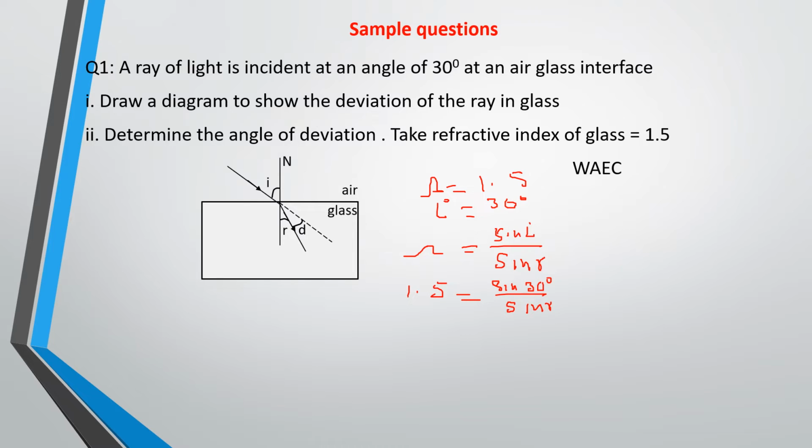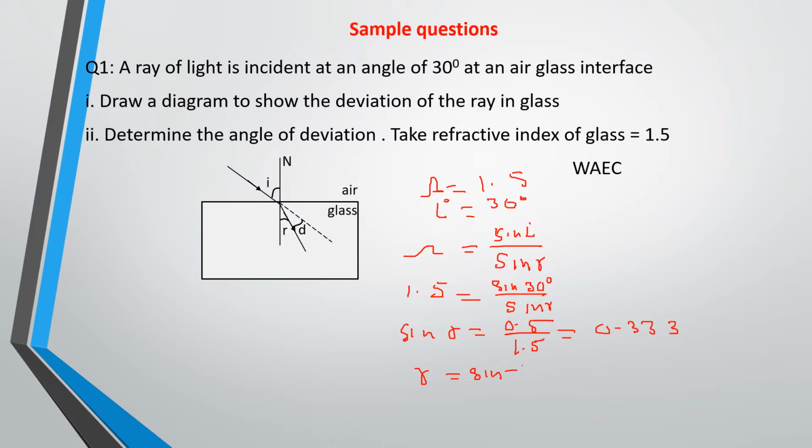So you can just make sin r the subject. We know already that sin 30 is equal to 0.5. So sin r is equal to 0.5 over 1.5. By the time you divide this out, you are going to have 0.333. Then to find r, it will be the inverse of sine.